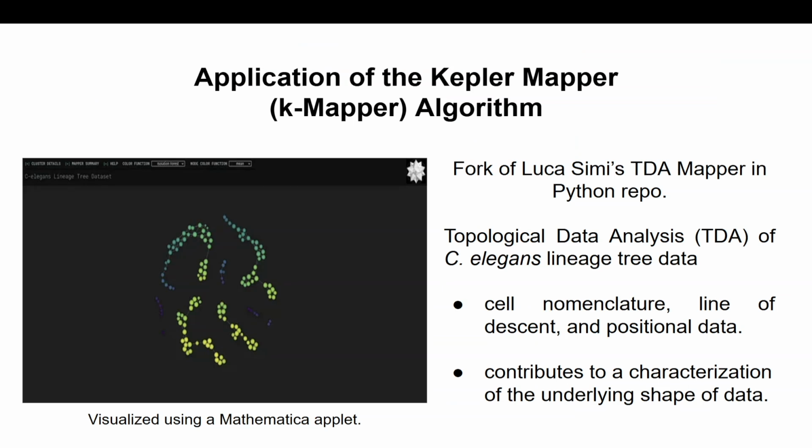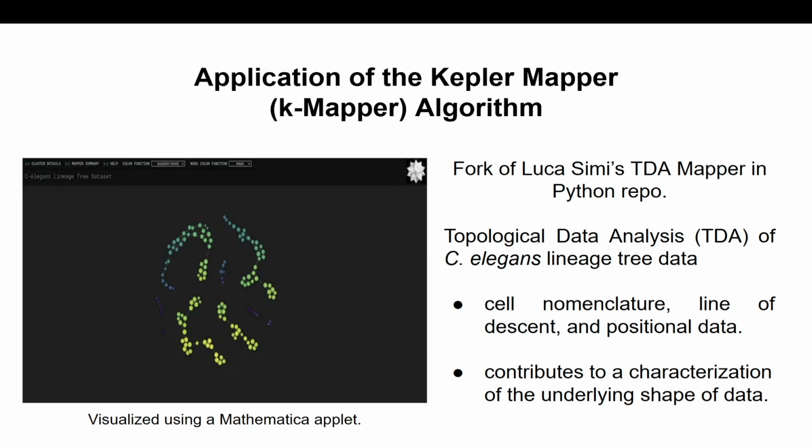So the first part of Paki's project was the application of the Kepler mapper or K-mapper algorithm to the C. elegans lineage tree. On the left is a visualization of the lineage tree in terms of topological data analysis, which allows us to look at the shape of the data. So the data has a certain shape. We want to characterize those shapes and visualize things so that we can get a better handle on the data. This was visualized in a Mathematica applet specifically for this purpose, and it looks kind of like a UMAP. Although it's not, it has a bit more information in it and a different type of information. So this is a fork of Luca Simi's TDA mapper in Python. That repo was forked by Paki, and we were working from that fork.